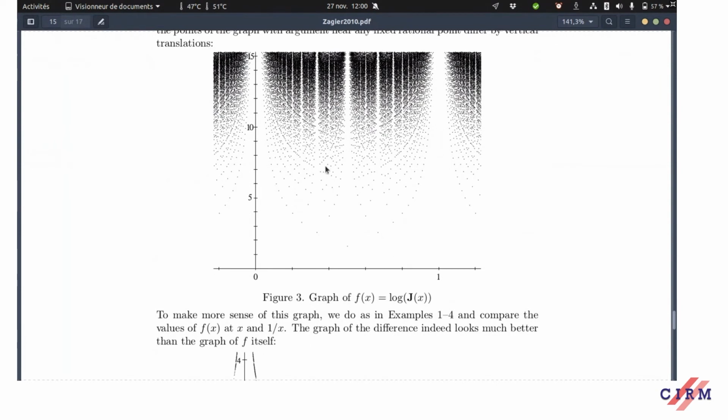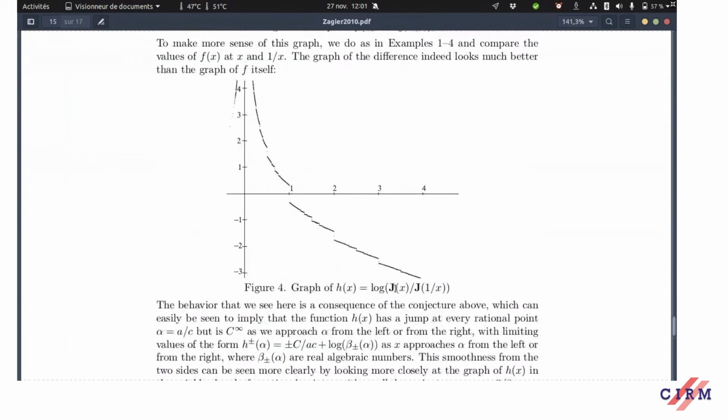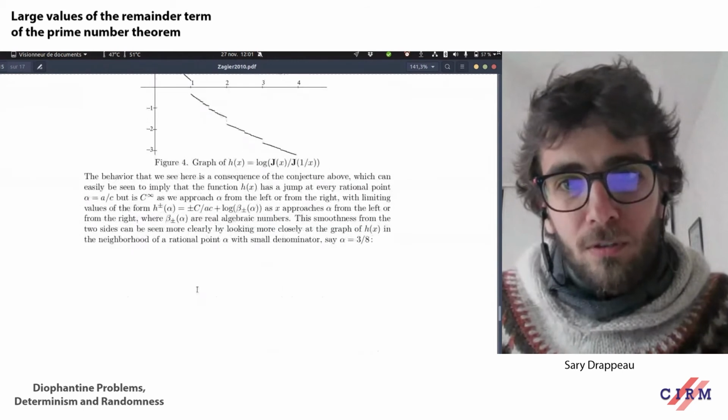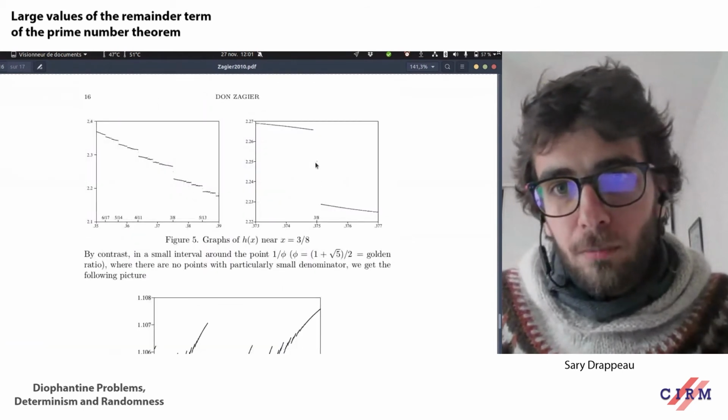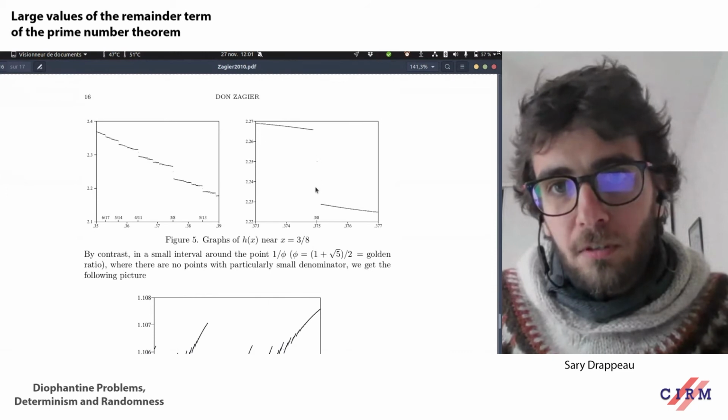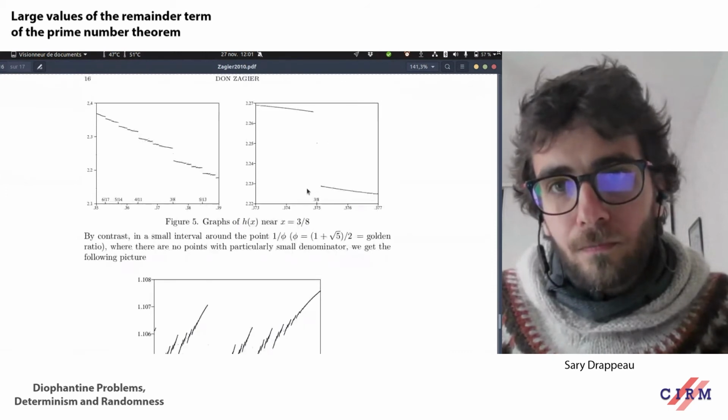And then it doesn't look so regular, but if you take the difference between the difference that I just wrote, you obtain this function, which is, well, okay, at least much nicer looking. It's not very clear what we conjecture, but by zooming in at a rational, we see that it has some jumps at rationals. So certainly we don't expect it to be continuous.